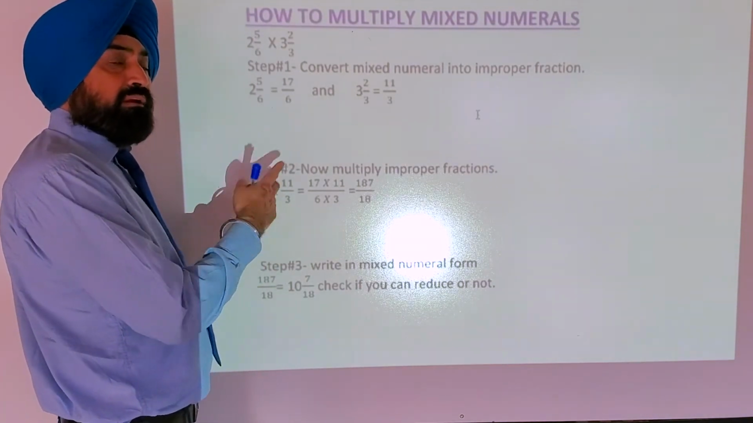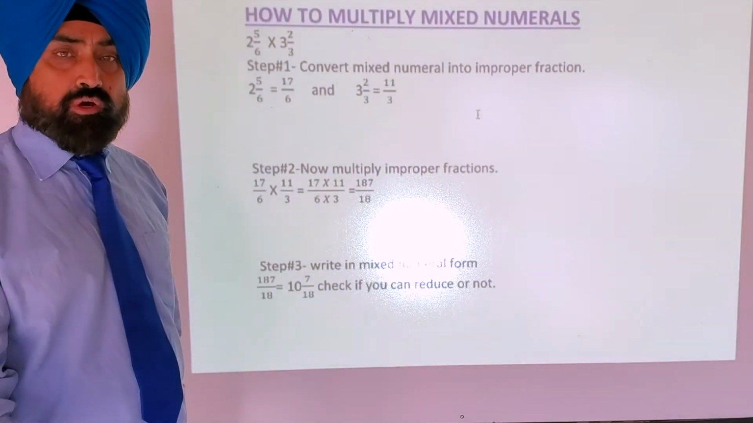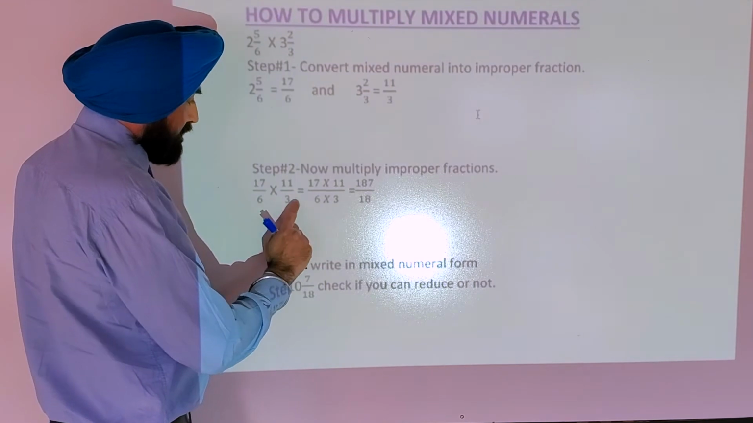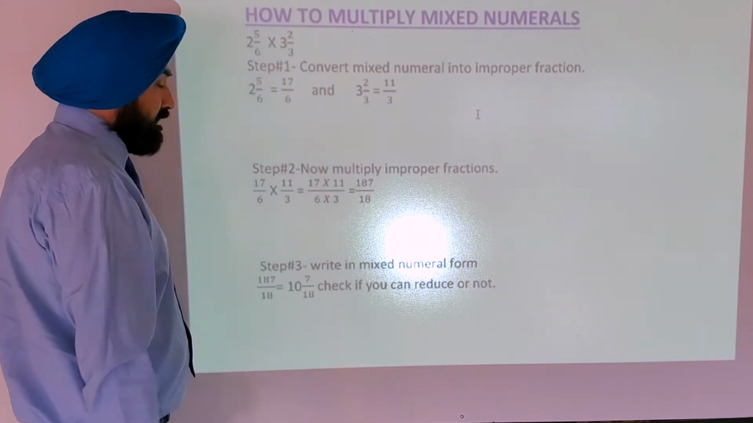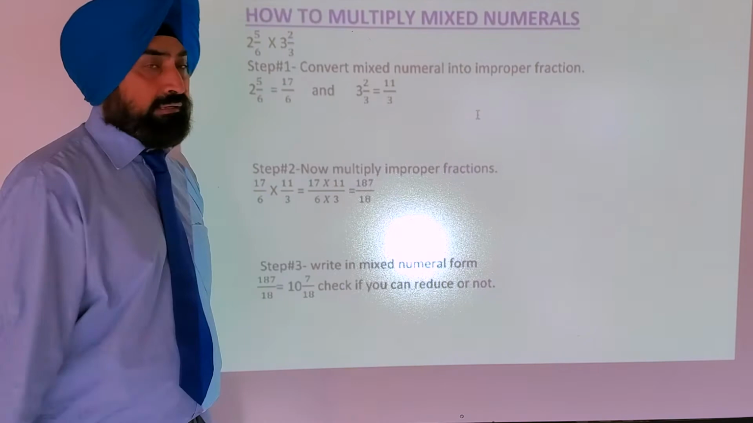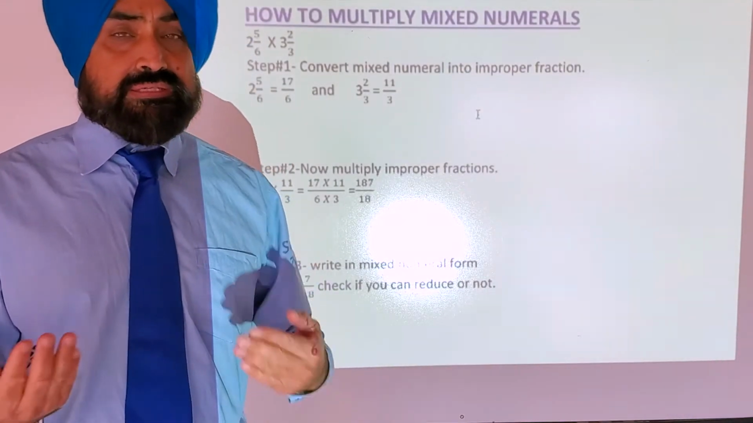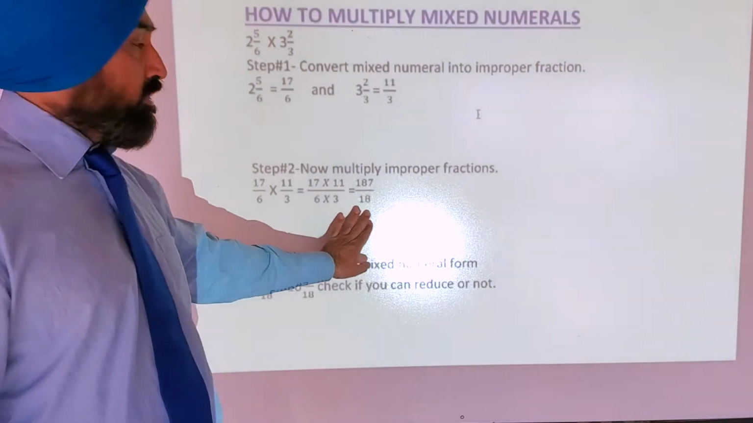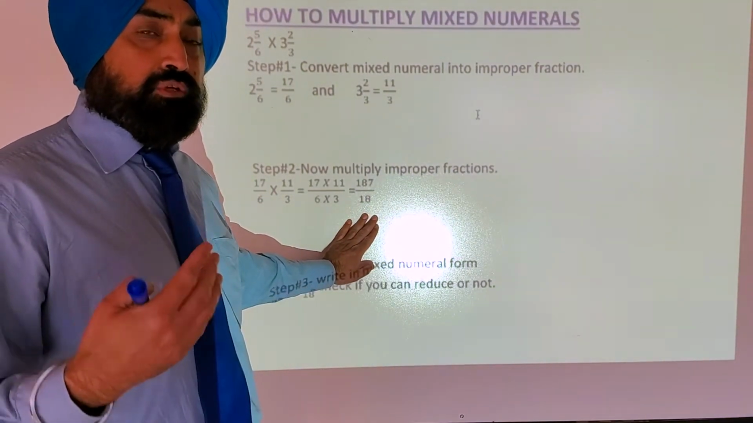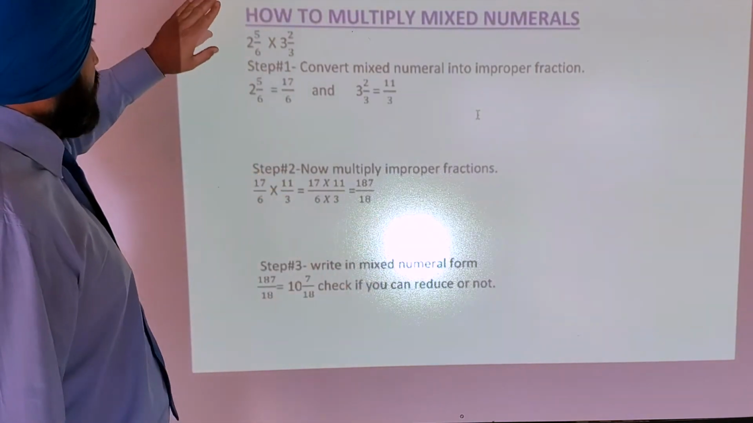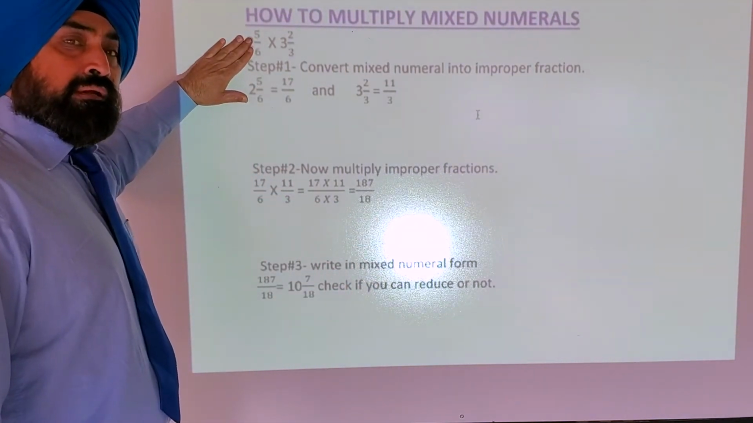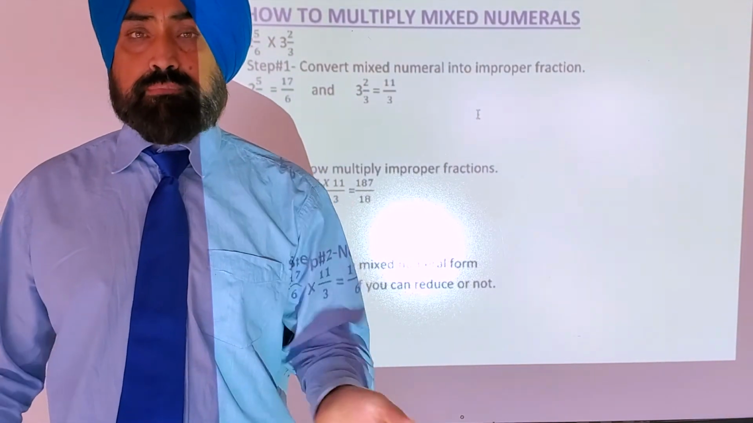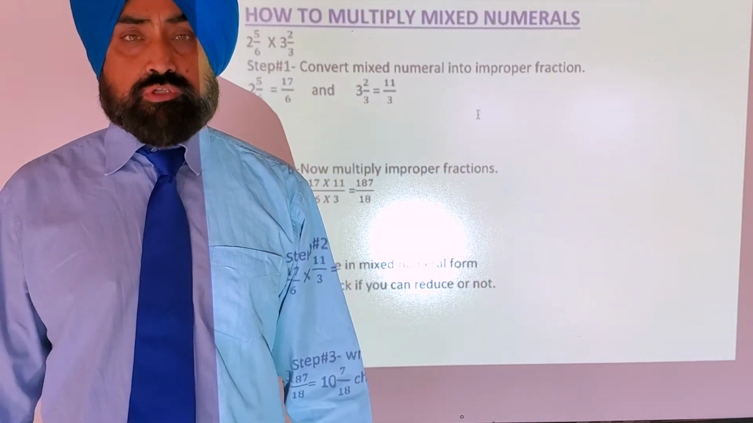Again, we already learned how to multiply fractions. So we multiply top by top and bottom by bottom. 17 times 11 and 6 times 3. 17 times 11 is 187. 6 times 3 is 18. So 187 over 18. Now the next step is to see if you can reduce it. In this case, we cannot reduce it. So this is our final answer. But I usually tell my students that if the question is in mixed numerals, write the answer in mixed numeral if possible. If it is improper, you can convert it into a mixed numeral.